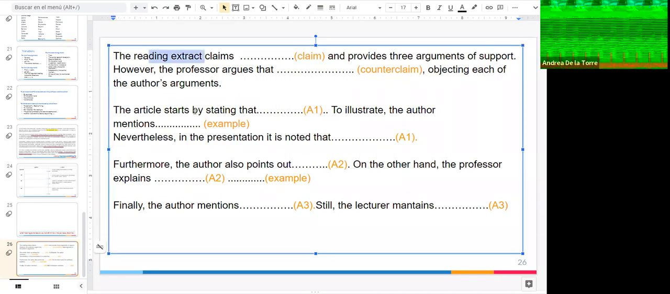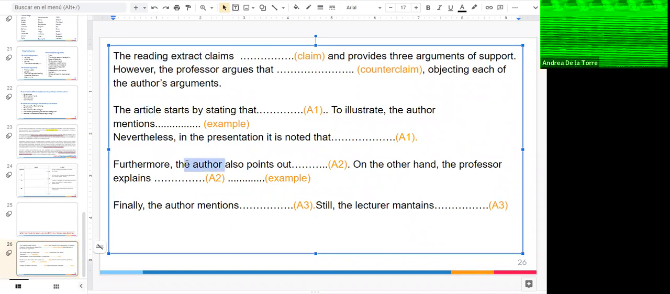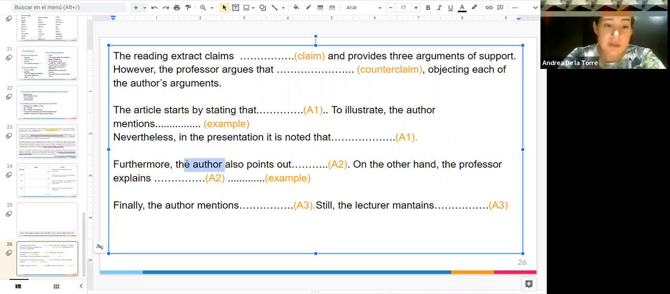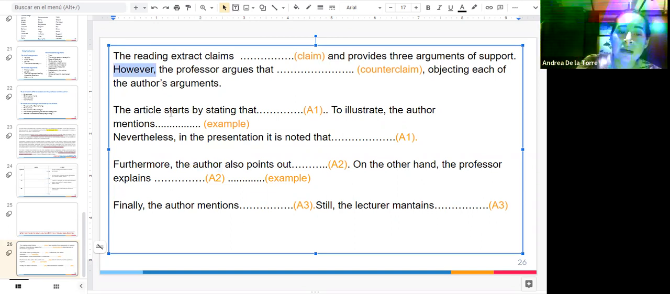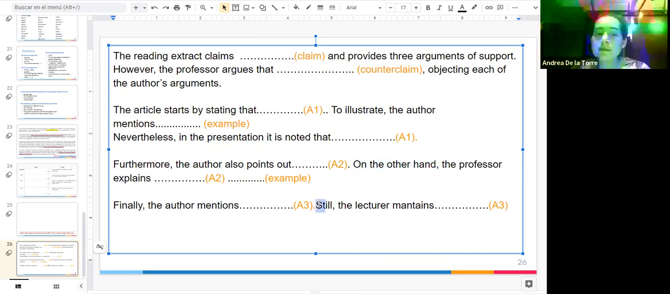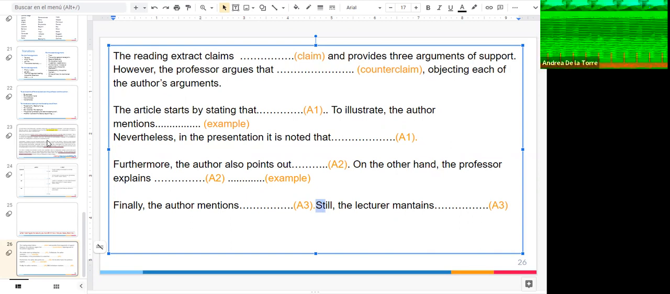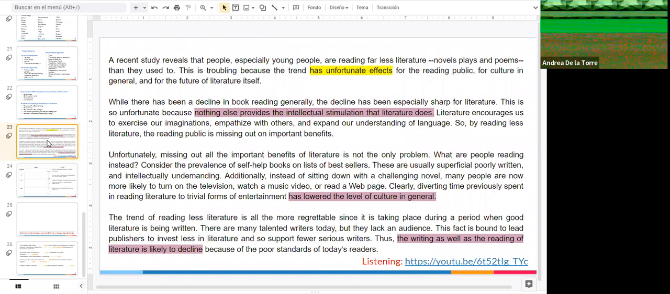We say the reading extract, the article, the author, but it's still the reading. We're not just going to say but, right? We're not going to say but the professor said, but the professor says. We use synonyms. You say however, nevertheless, on the other hand, still, and so forth. So that's basically what we're going to do. Of course, we have to see a few things. For example, you have to write only 1 sentence for the reading, and you have to write 2 sentences for the listening. We're going to see how to do all of that.